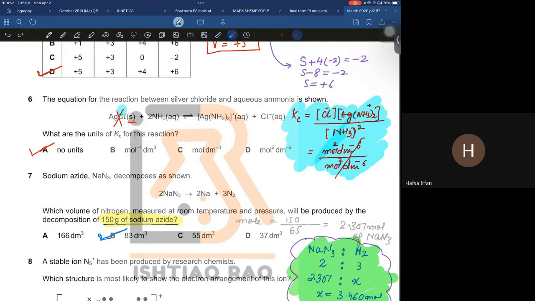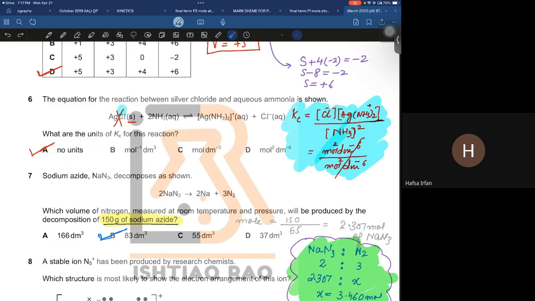Okay. So you can see this is moles per dm cube. This is ammonia. Ammonia is also moles per dm cube, but the coefficient is 2, so the power is 2. So they are the same thing. In the numerator, it's mole per dm cube, and in the denominator, it's mole per dm cube raised to the power 2. So they would be canceling each other and you would be getting no unit. So for this reaction, there is no unit.